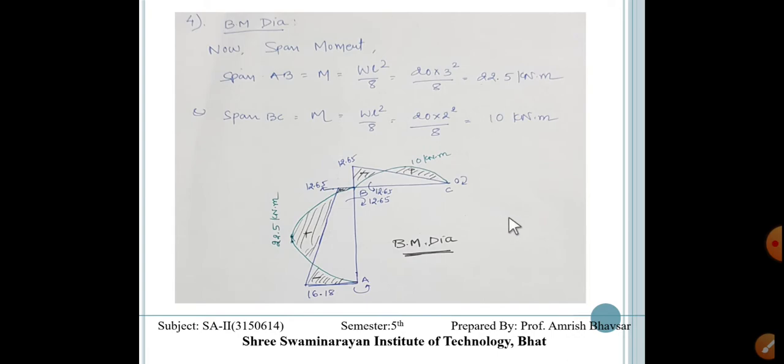This bending moment diagram is used for the design of any section. You have another subject, design of structures, and in that Deepika ma'am is going to teach you how to design the member with the help of the bending moment diagram, and this bending moment diagram is used for the designing of any section.